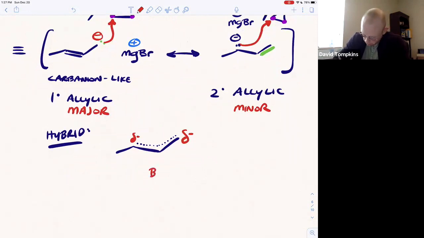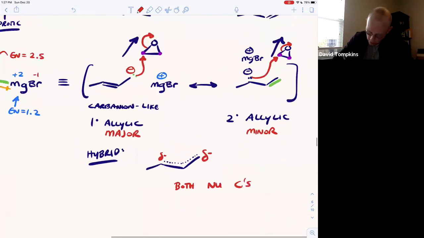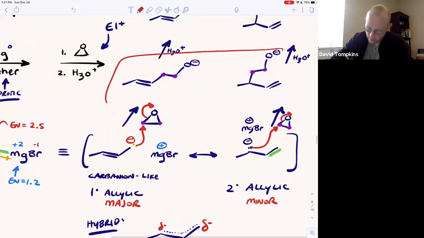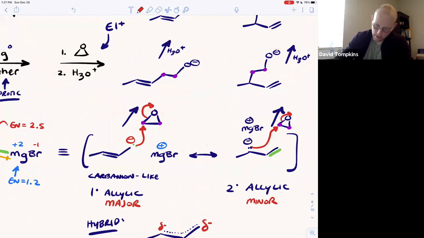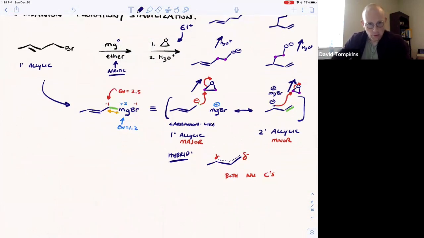But they're both nucleophilic carbons. And that's why either one of them can attack the epoxide, the electrophilic species, to create a variety of alcohols. So we get this sort of rearrangement type reaction where the alcohol can form as either one of 2 structural isomers. So be careful with allylic Grignards. They often give multiple products, and also they have decreased basicity because of stabilization of the carbanion or the negative charge.